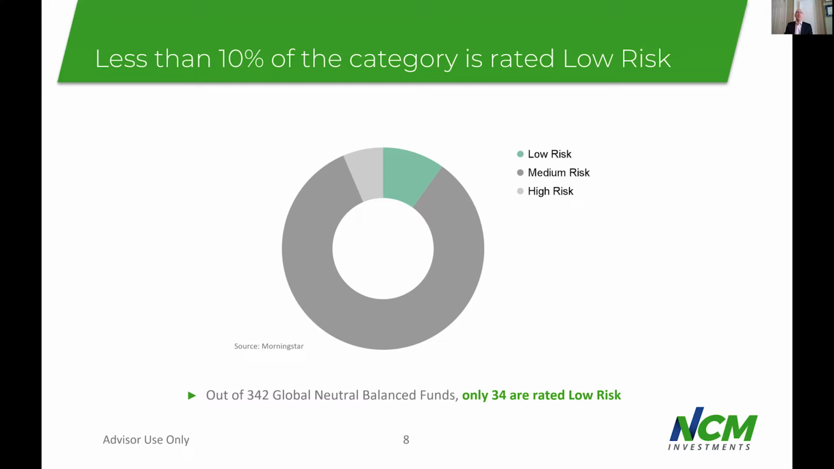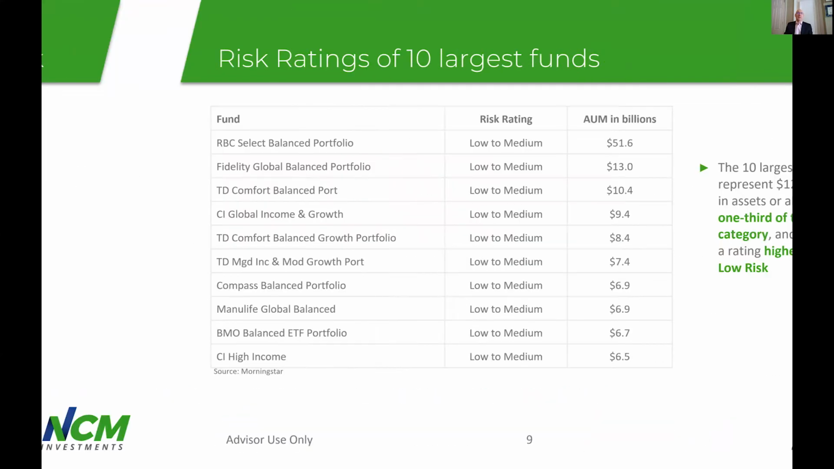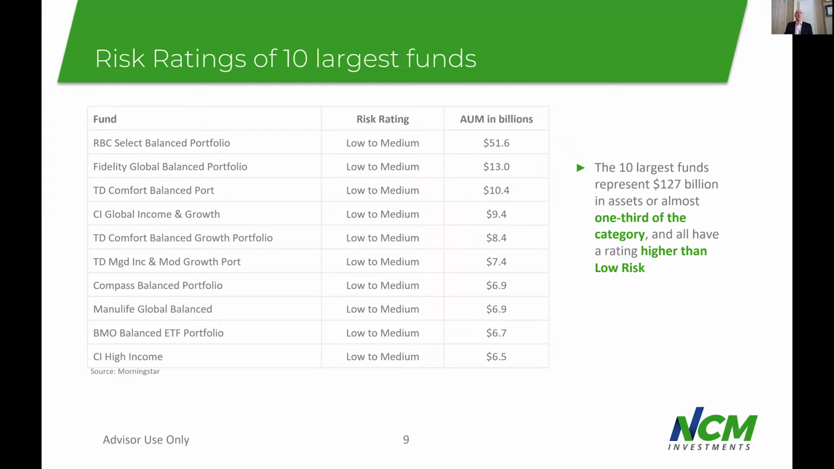Next slide, please. And what we're showing you on this slide is the risk rating of the 10 largest funds. They represent about 1/3 of the biggest category, that global neutral balanced category, and are all rated higher than low risk. But we think we have a solution. And I'm going to pass the baton over to John Poulter to help explain what that solution is.